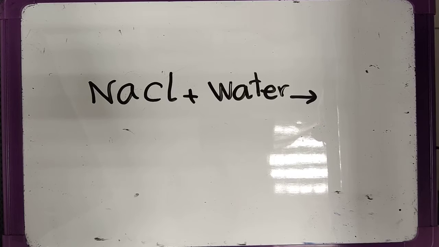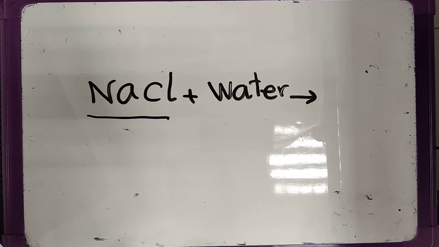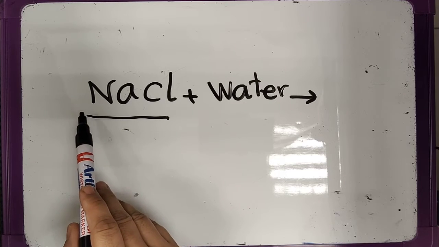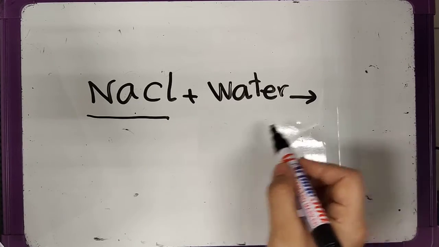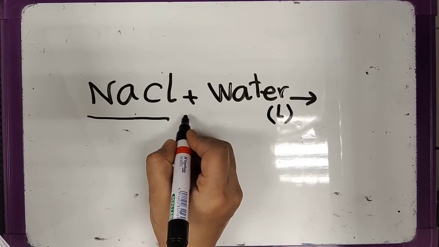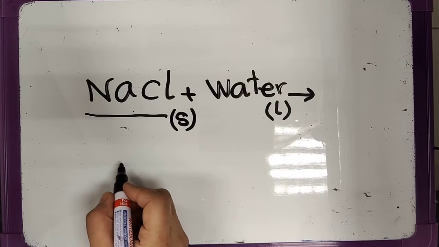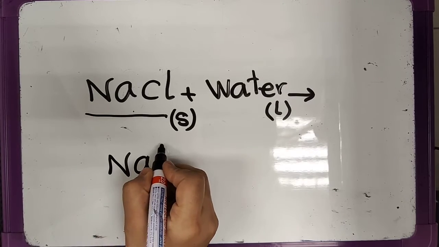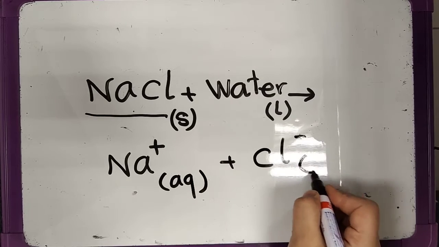Now I'm talking about ionic equations and compounds. When ionic compounds, like for example salt or sodium chloride, NaCl, dissolve in water, the ions are separated from each other into the water. So this is the equation: NaCl, sodium chloride, plus water, which is H2O. Water is in liquid form, and NaCl is a solid here. When you put it inside the water, it changes into ions: Na+ (aq) plus Cl- (aq).